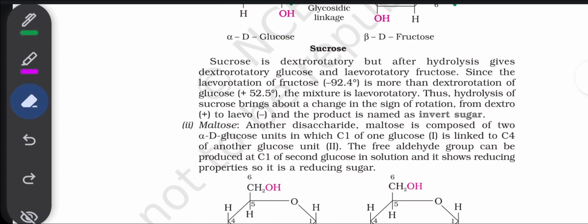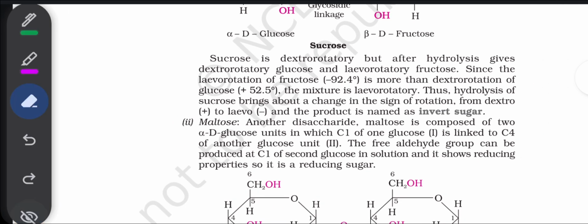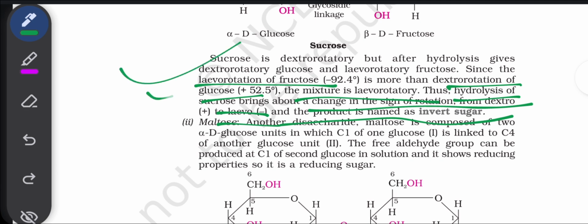Sucrose is dextro, but after hydrolysis gives dextro glucose and levo fructose. Since the levorotation of fructose is more than the dextrorotation of glucose, the mixture is levo. Thus hydrolysis of sucrose brings about a change in the sign of rotation from dextro to levo, and the product is named invert sugar. I am telling you from that time only.